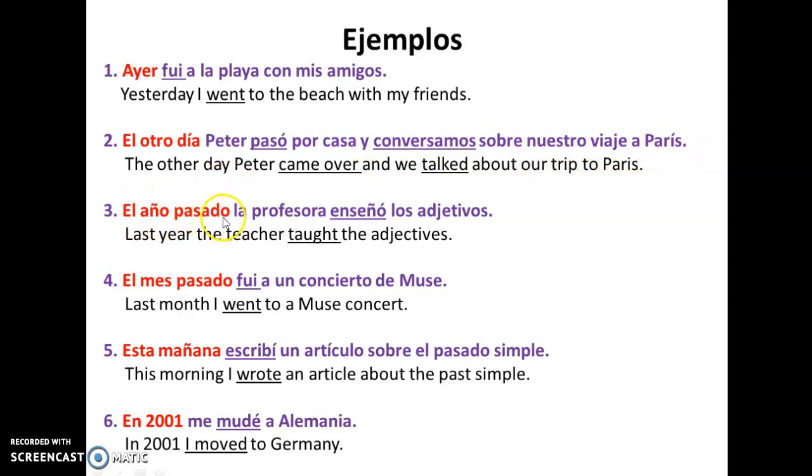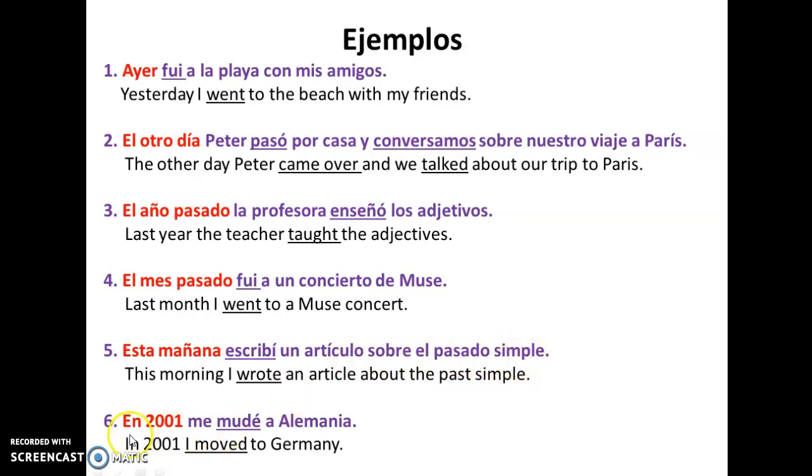El año pasado, another time reference, which is last year. El año pasado, la profesora enseñó los adjetivos. Número 4. El mes pasado, another time reference, last month. El año pasado fui a un concierto de Muse. Número 5, esta mañana, which is this morning. Esta mañana escribí un artículo sobre el pasado simple.